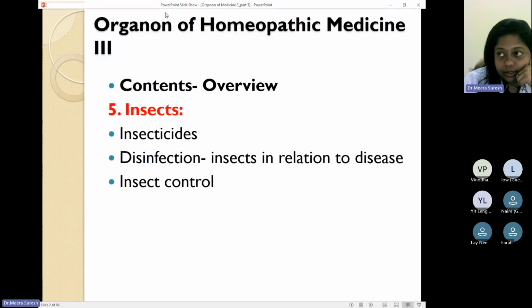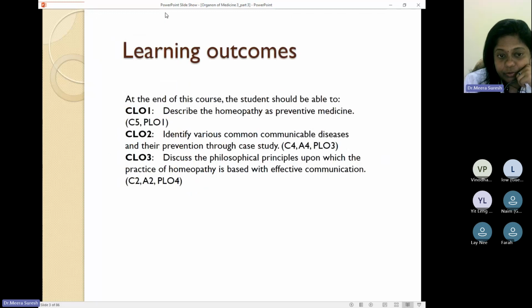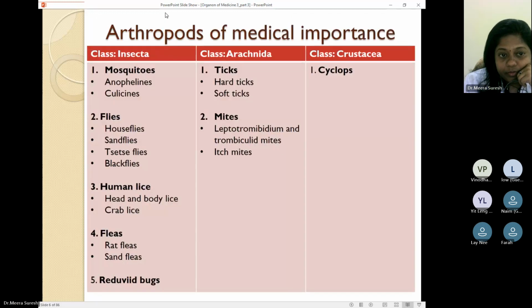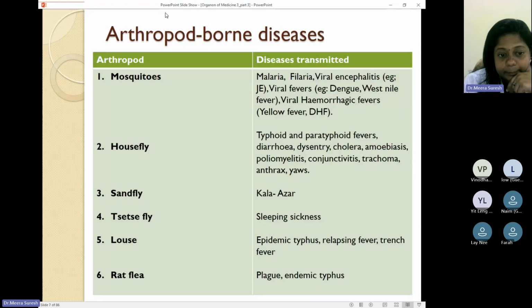So this is what we are dealing with: insecticides and disinfection with respect to certain insects. Earlier, in the previous chapter, we did disinfection, or the chemicals used as disinfectants in general, but this is specific for insects. So the different types of insects, the ones belonging to the arthropods, and the diseases caused by them.